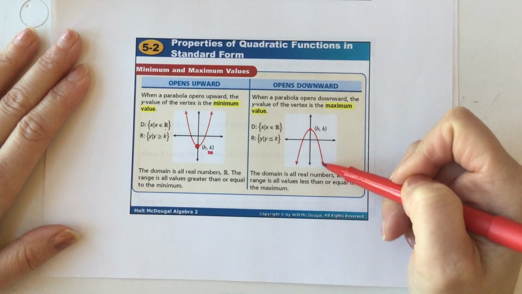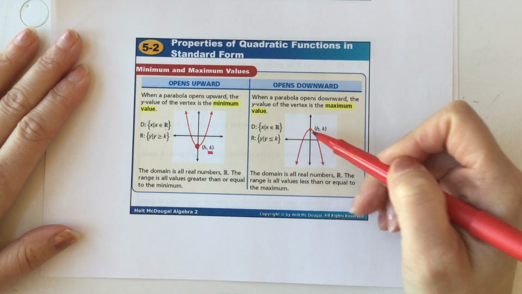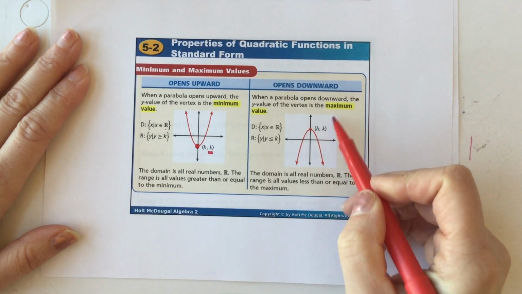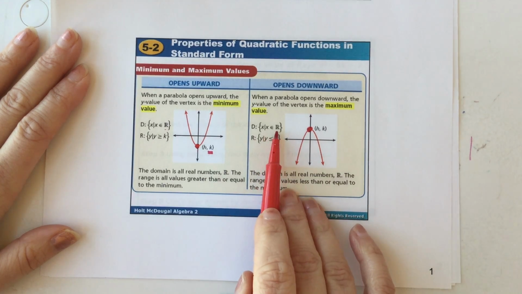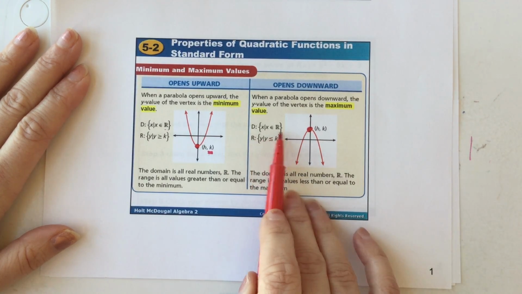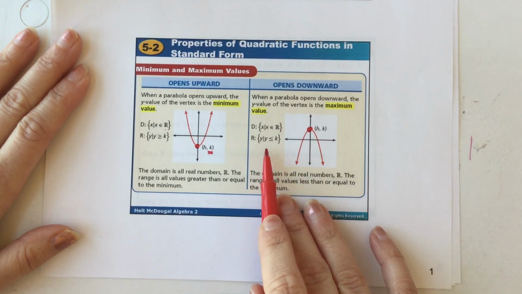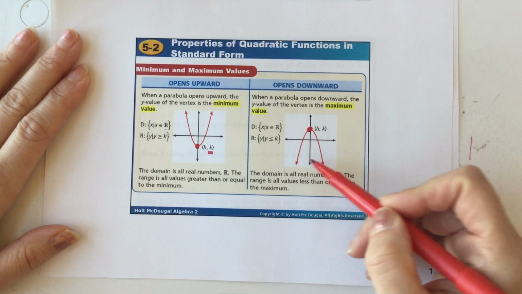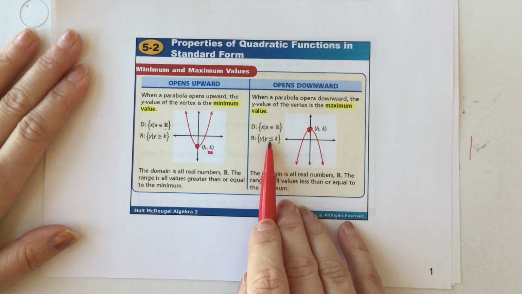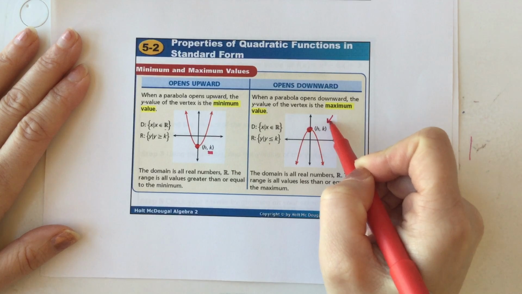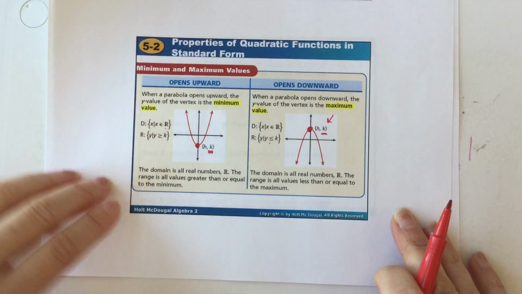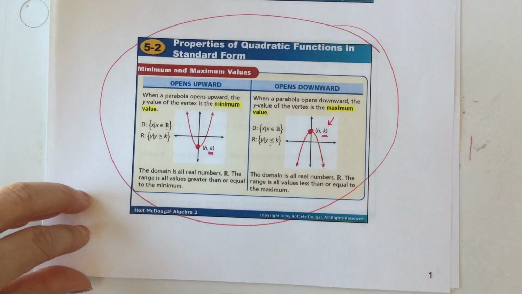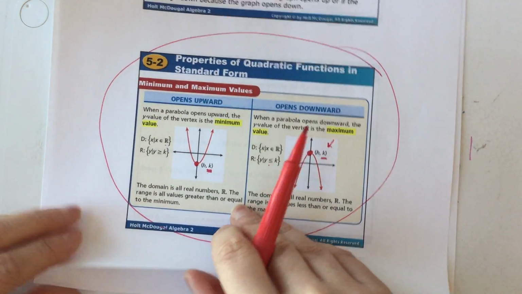If your parabola opens downwards, then your vertex is a maximum point. Your domain is always all reals. Okay, it does not matter. Every single quadratic is going to have a domain of all reals. Your range, because it's opening downwards, y is less than or equal to, again, it's the y value from the vertex. Okay, so this slide is kind of like your little cheat sheet for what we are doing today.